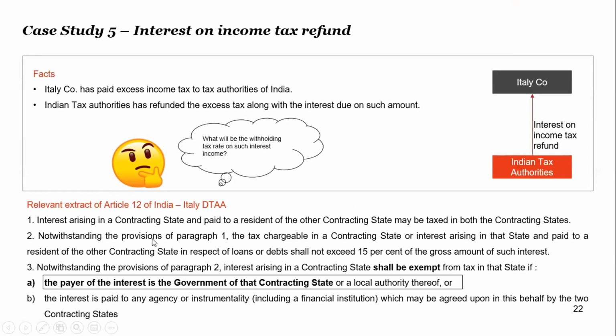Notwithstanding paragraph 2, the 15% is not applicable, and the interest will be exempt if the payer of the interest is the government of that contracting state. So any interest from the government authorities would be exempt, specifically in India and Italy, and we are also evaluating whether we will be able to use this clause as MFN in the other relevant treaties applicable.